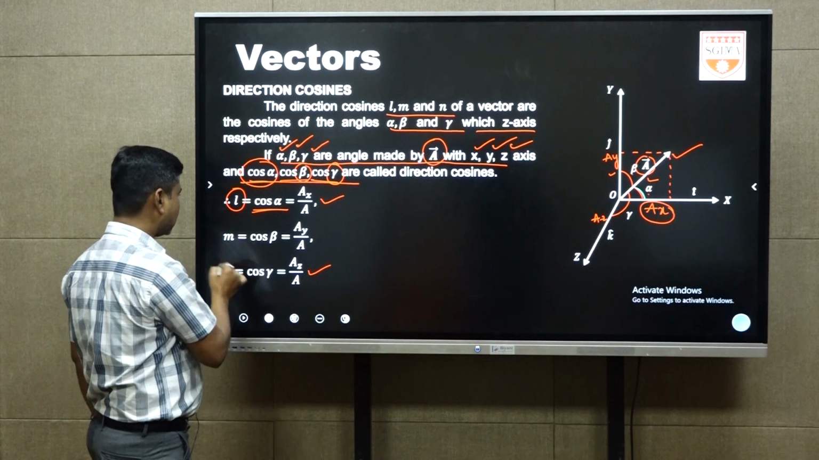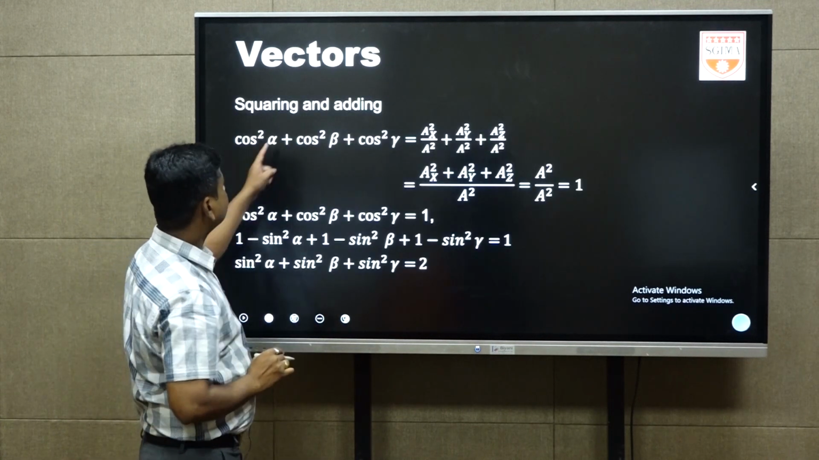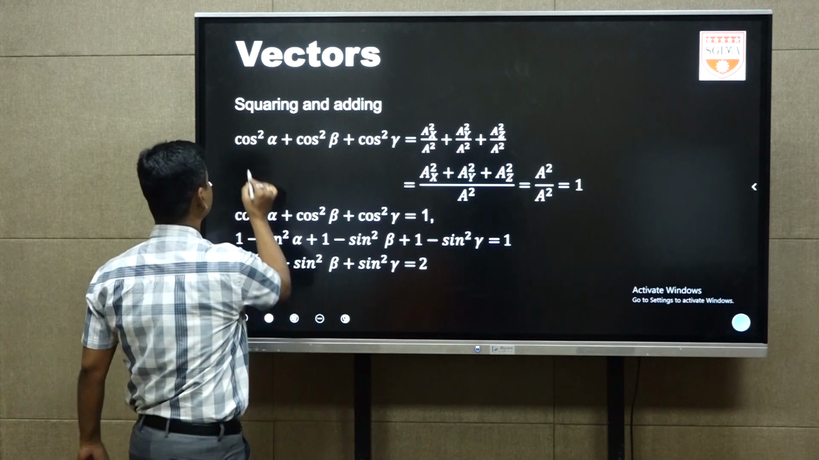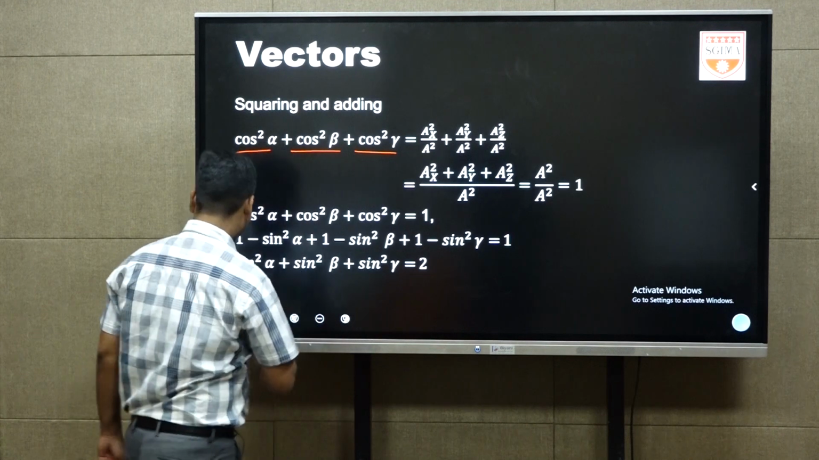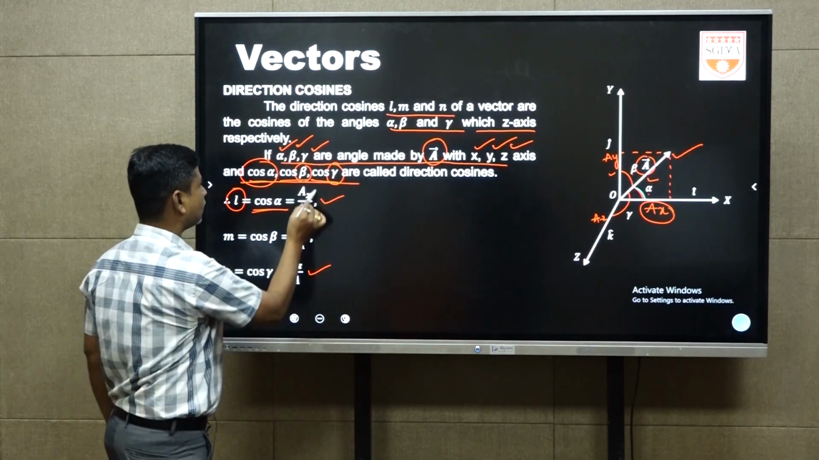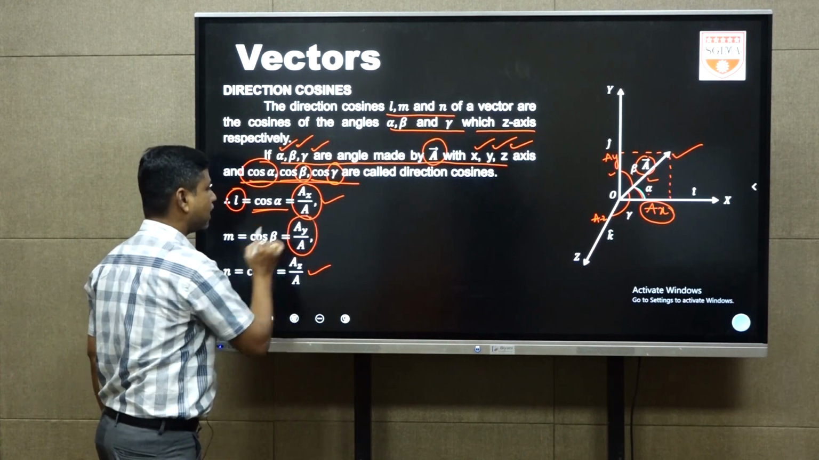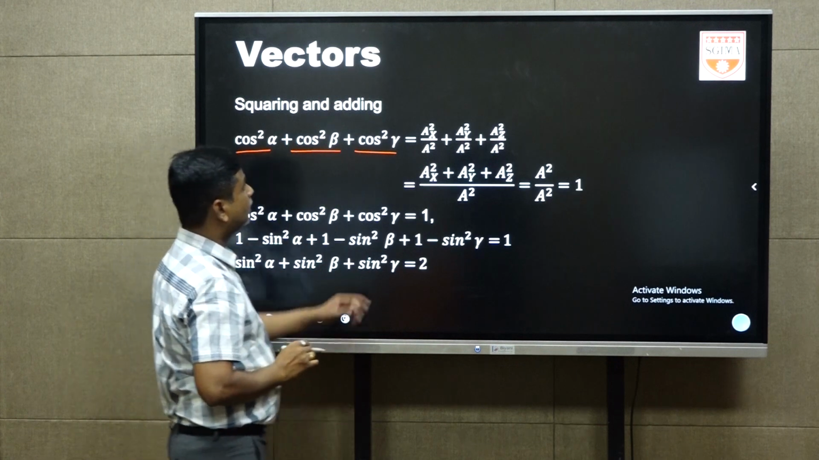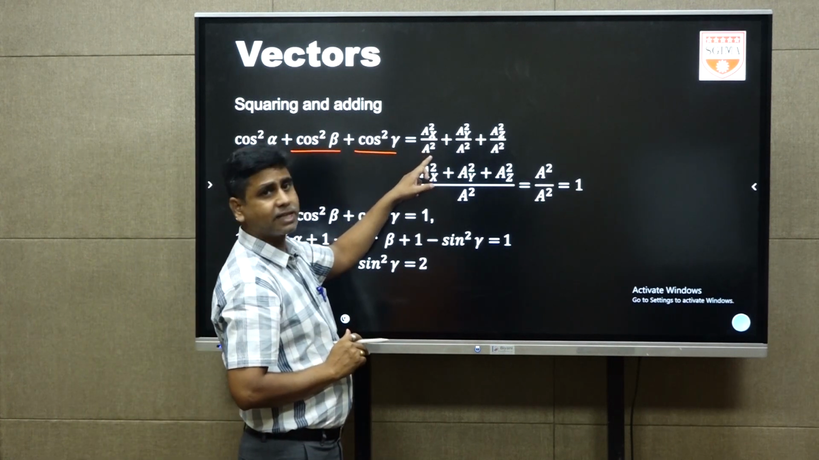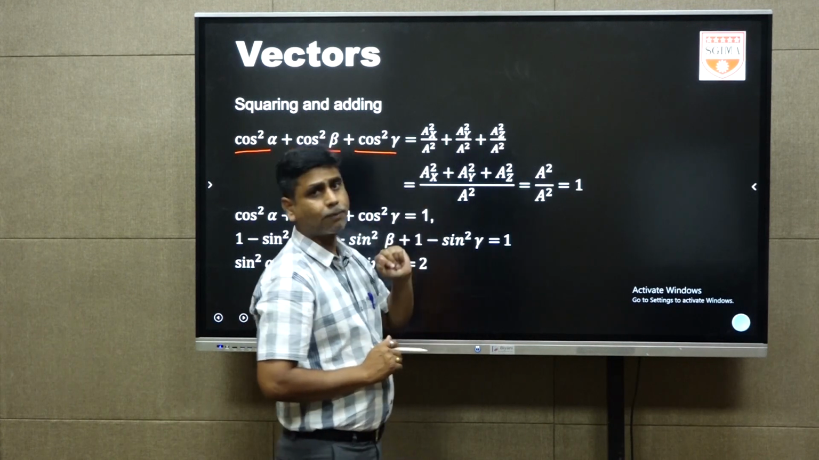Now you get the L value, M value, N value from this. Squaring and adding these three, cos square alpha plus cos square beta plus cos square gamma. What is cos alpha? Ax by a, whole square. Cos square beta, ay by a, whole square. Cos square gamma, az by a, whole square. Ax by a whole square means ax square by a square, ay square upon a square, az square upon a square.